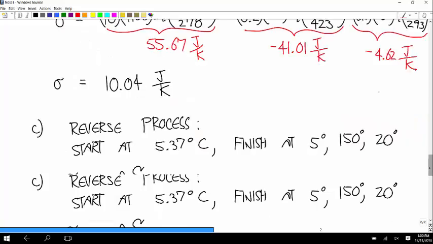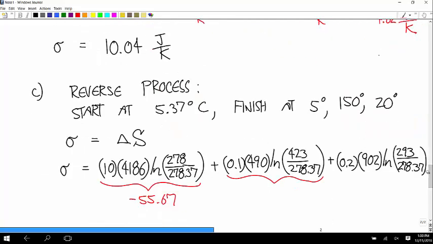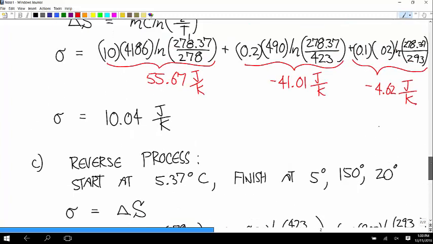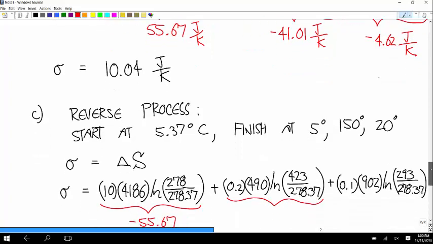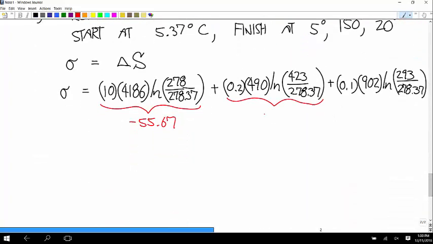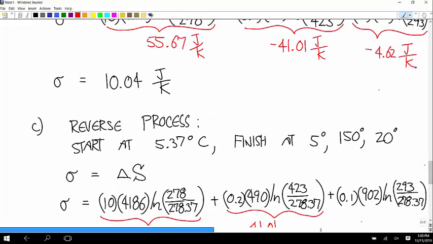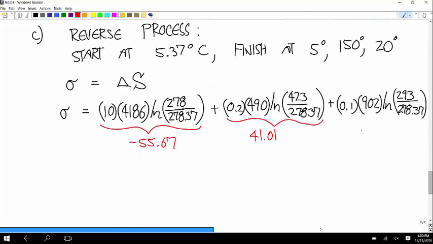Oh, thanks. Wait. Okay, that's good, I think. Oh, no, you're right. This should be 0.2. This should be 0.1. Okay, and then so negative 41.01, positive this time, 41.01, and then positive 4.62.